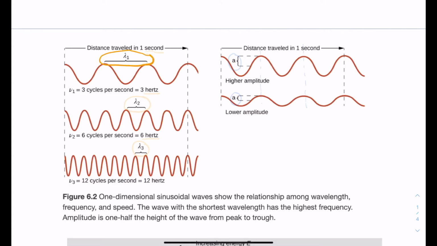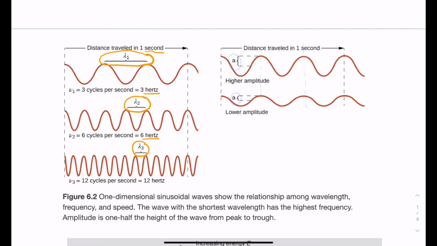The second wave down, you can see that the pieces are closer together. Or this wavelength, when you measure from crest to crest, it's definitely shorter. And you can see even in this distance, it's going through more cycles. So when you measure it, the frequency of this wave is 6 cycles per second, or 6 hertz. So a shorter wavelength is a faster frequency or a higher frequency.